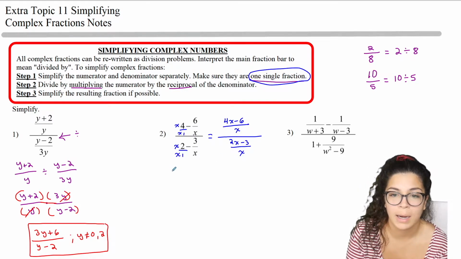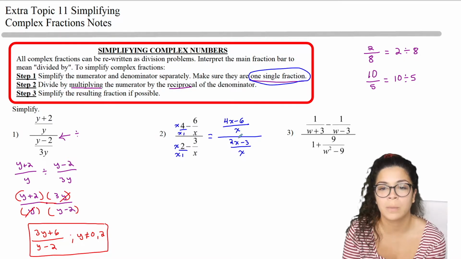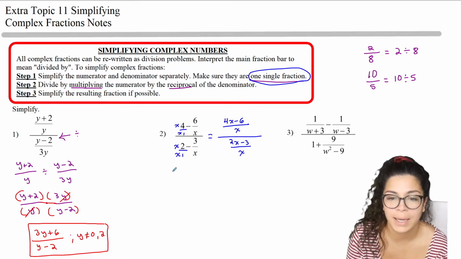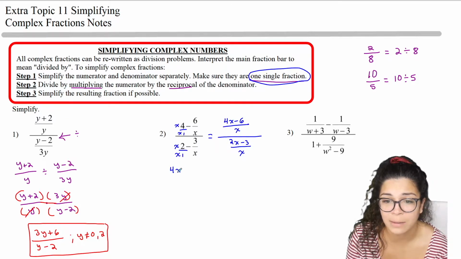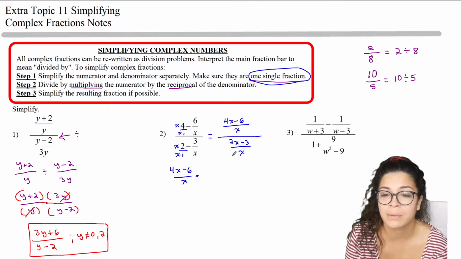So now I'm going to move on to step 2. Now that I have one single fraction in the numerator over one single fraction in the denominator, I'm going to go ahead and divide by taking the first fraction, the numerator, and multiplying it by the reciprocal of the denominator.